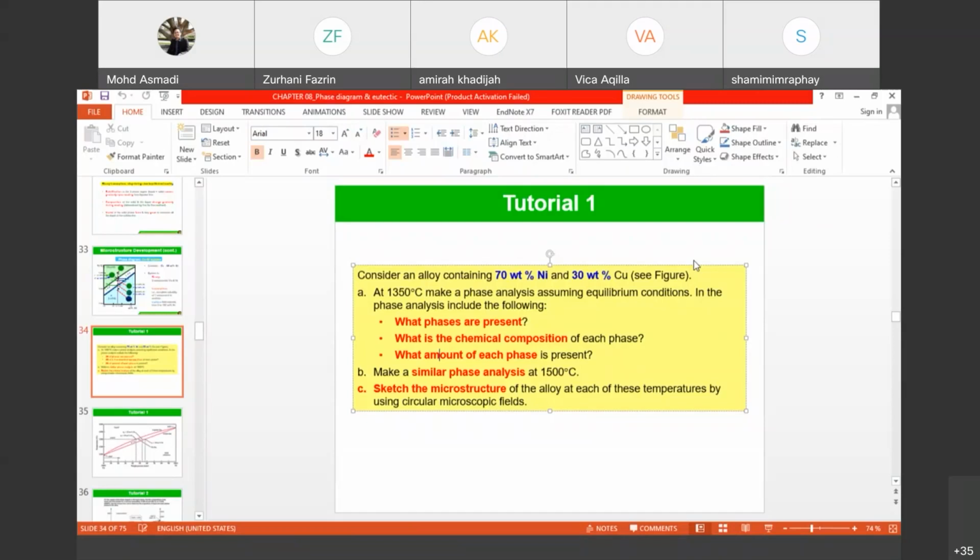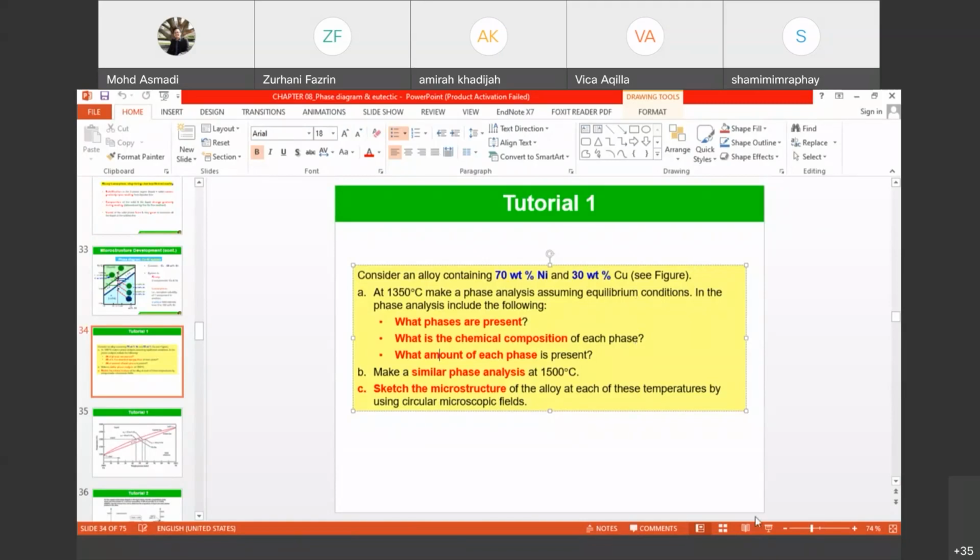You have to determine whether it is a liquid, solid alpha, or liquid plus solid alpha. Sketch the microstructure of the alloy at each of these temperatures by using circular microscopic field.